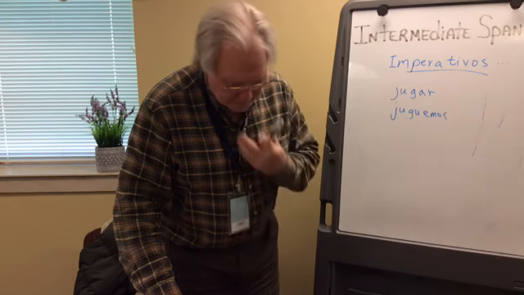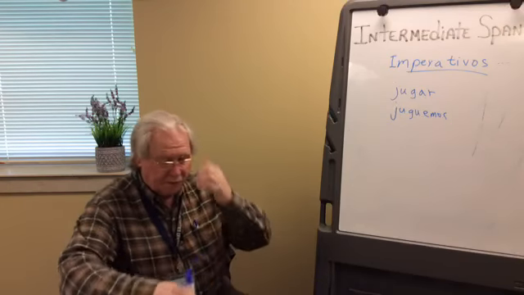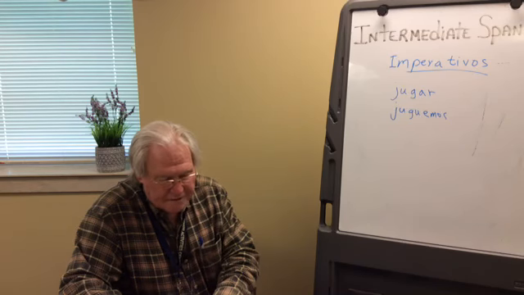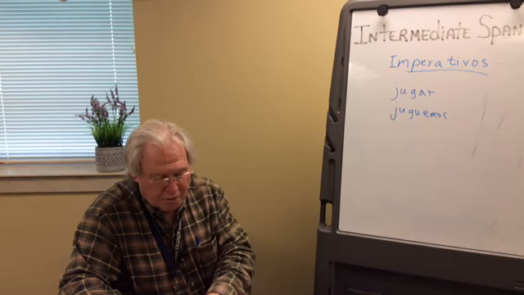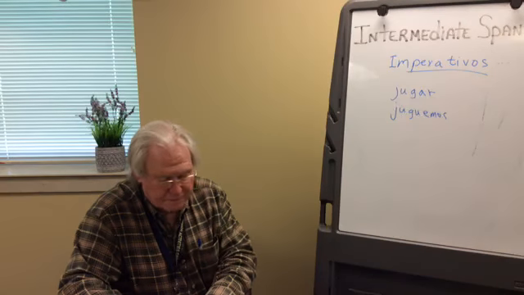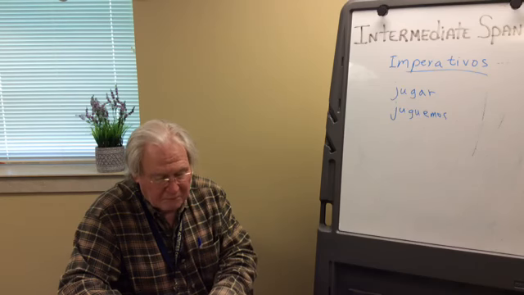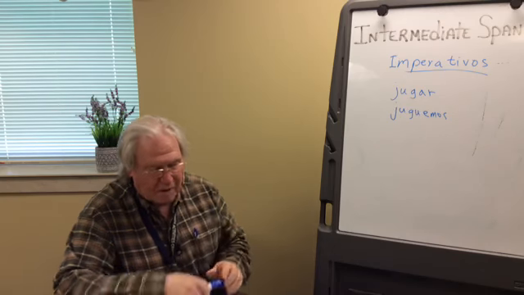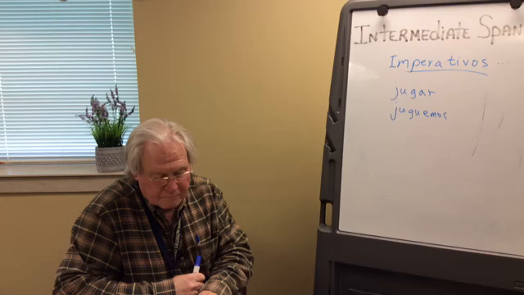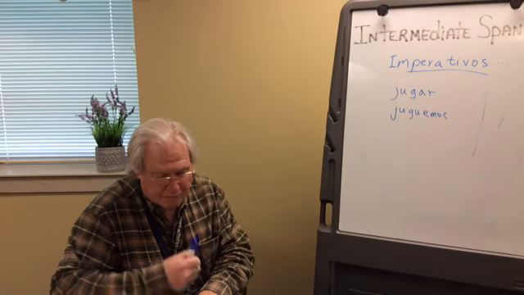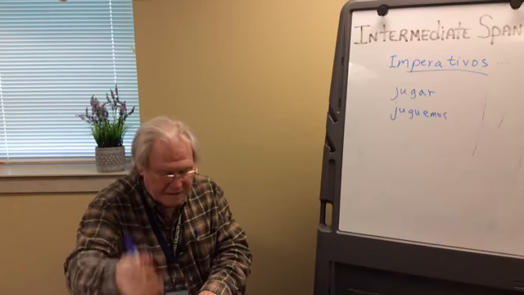Okay, we have sirvamos and sigamos. If you read the right-hand column, if the last stem vowel of an IR verb is E or O, pedir, divertir, dormir, etc., the Nosotros command will have I instead of an E and U instead of an O. So, pidamos, divirtamos, durmamos. Durmamos from dormir, to sleep. Pidamos, let's order. Divirtamos, let's have fun.